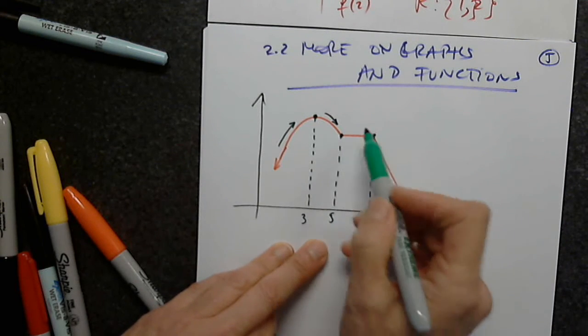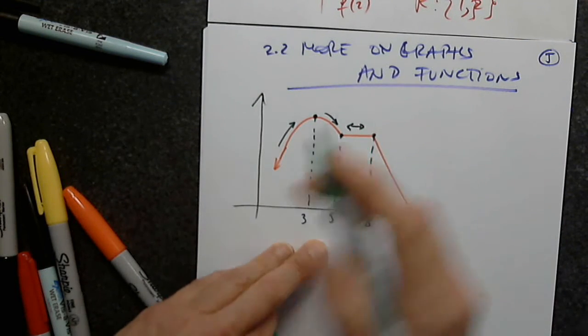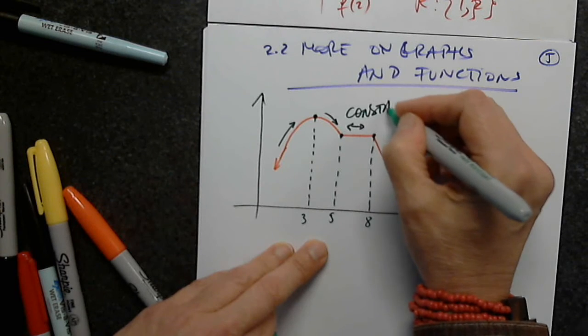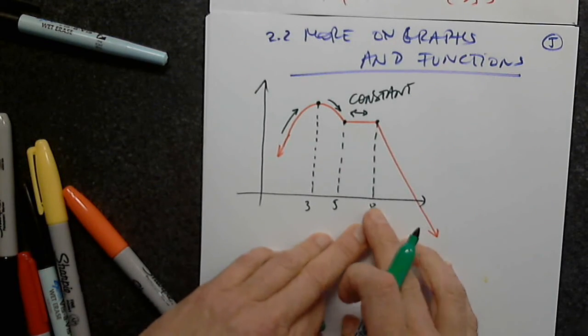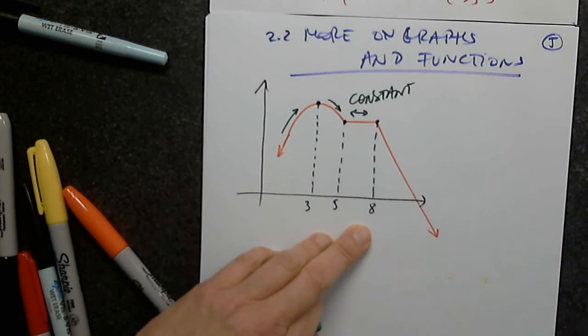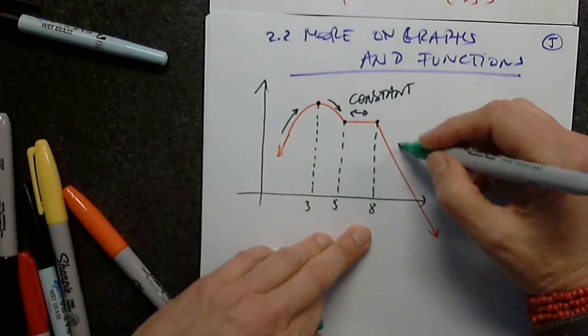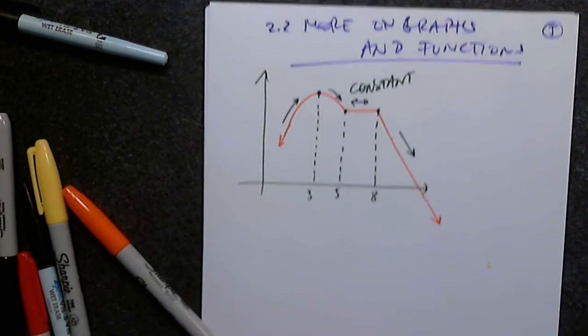And what about between 3 and 8? Constant. And what about for x between 8 and infinity? What does the function appear to do? Decreasing. Here's how we write the answer.